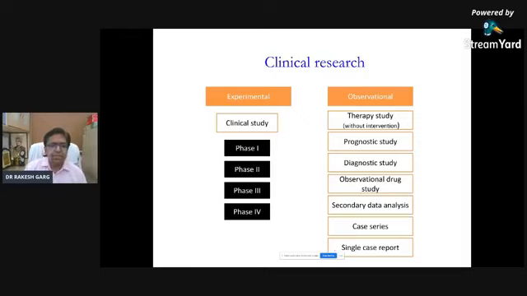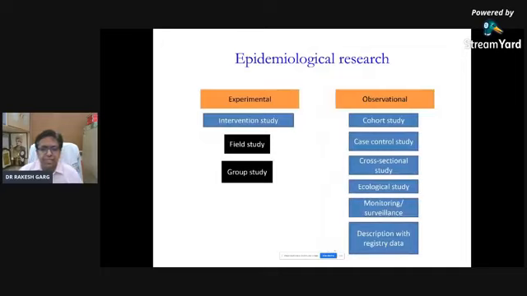And majority of experimental studies are usually clinical studies, and majority of the time when we want some robust, meaningful outcome with some known research question, we say it's a randomized controlled trial that we are looking for. But at times we are looking for the observational studies also, which could be therapeutic, prognostic, diagnostic, drug studies, or secondary data analysis, or maybe sometimes case series also. So these come into the purview of the observational studies.